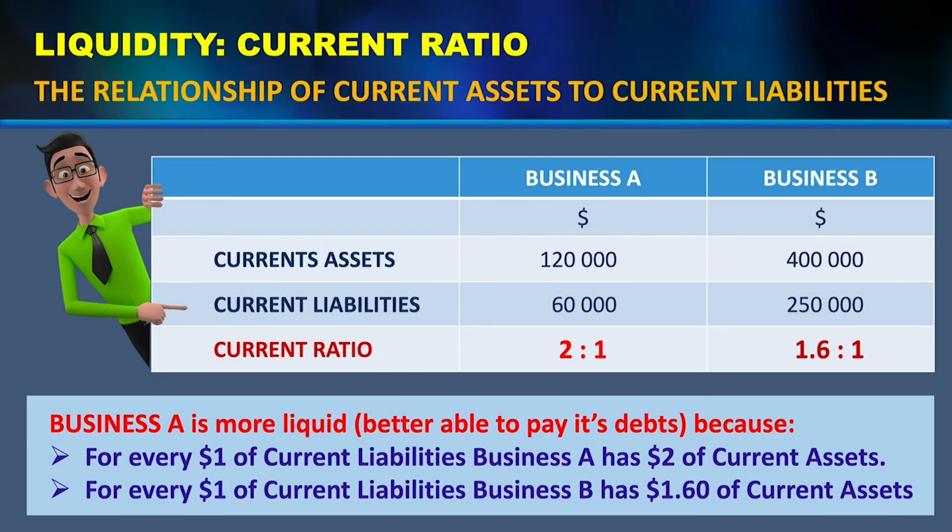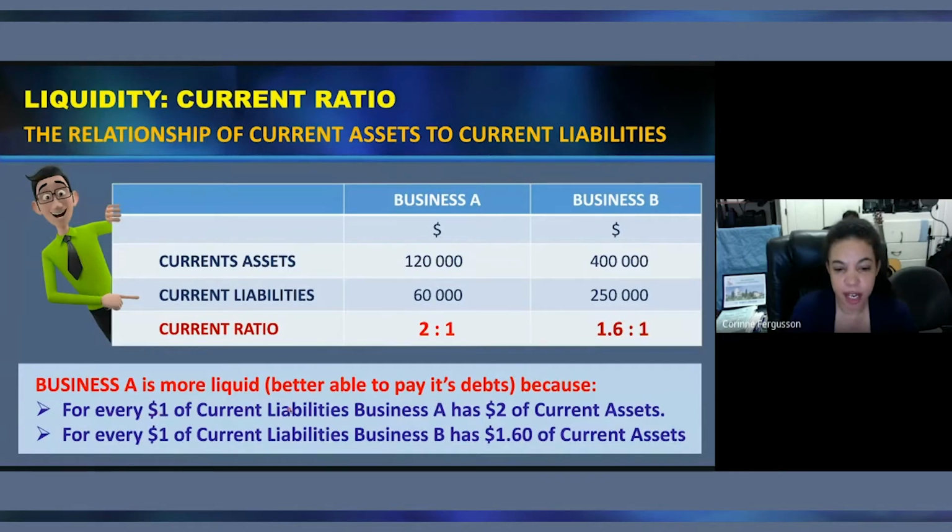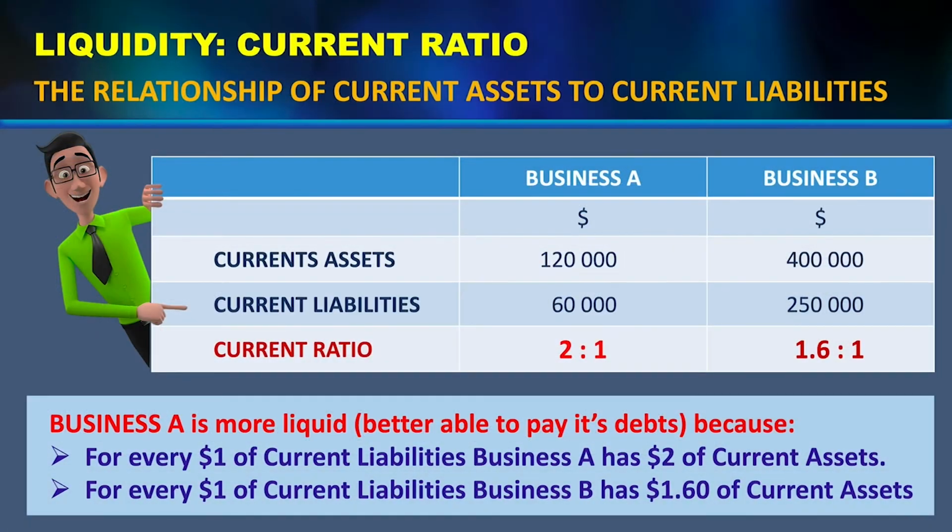So as you can see, based on our answers, business A is more liquid because for every $1 of current liabilities, business A has $2 of current assets. So they have $2 to cover every $1 of current liabilities, or to pay their debts. Whereas business B has less. They have $1.60 of current assets to cover that $1 of current liabilities. So you can see from the ratios that business A is more liquid and therefore better able to pay its short-term debts.